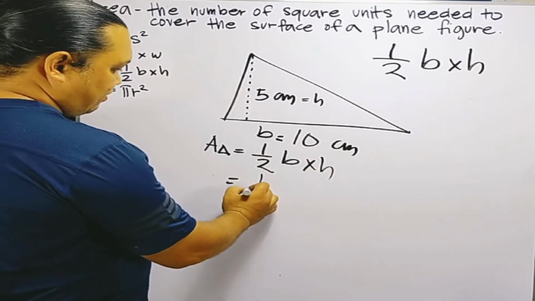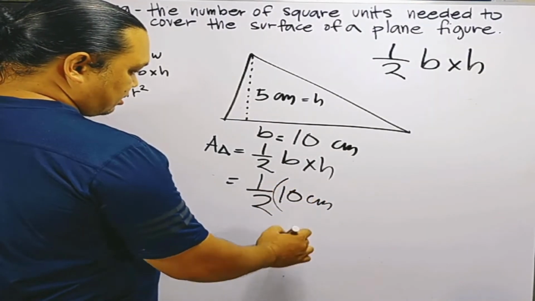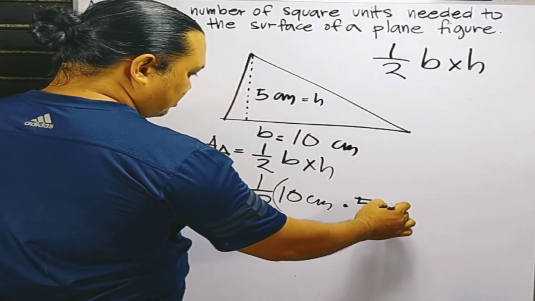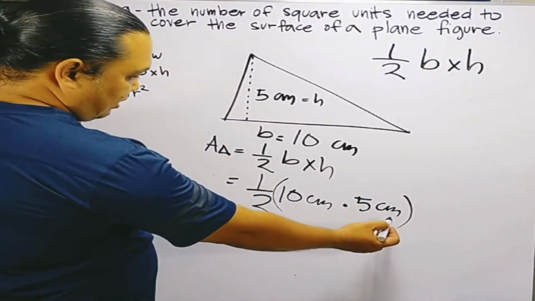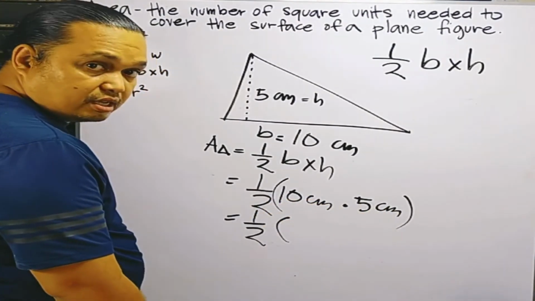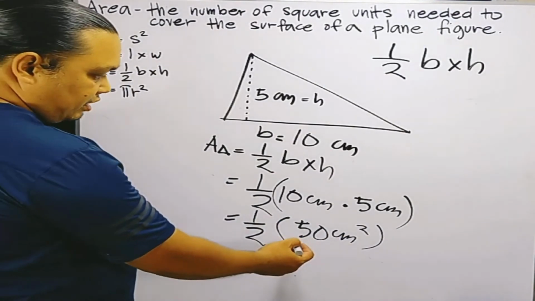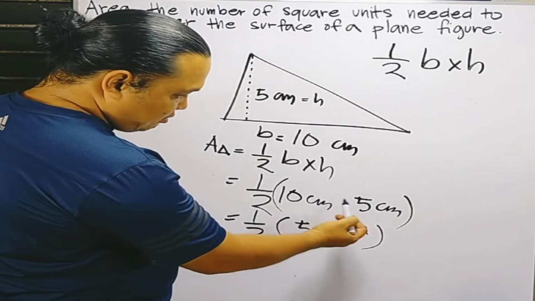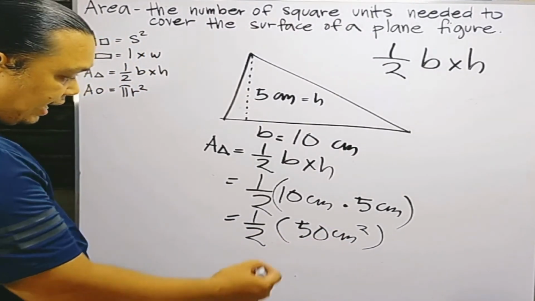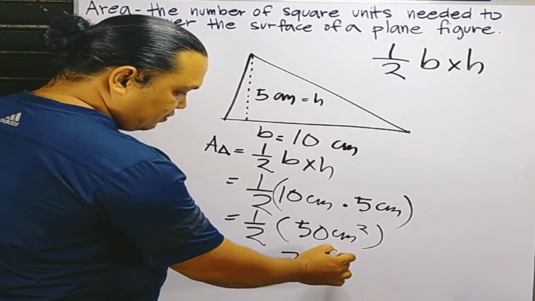Now let's continue. 1/2. What's our base? Our base is 10 centimeters. Let's put this in parentheses, times the height, which is 5 centimeters. Now let's further simplify. 10 centimeters times 5 centimeters is 50 centimeters squared, or 50 square centimeters. 10 times 5 is 50, and centimeters times centimeters is square centimeters. And 1/2 of 50 square centimeters is 25 square centimeters.